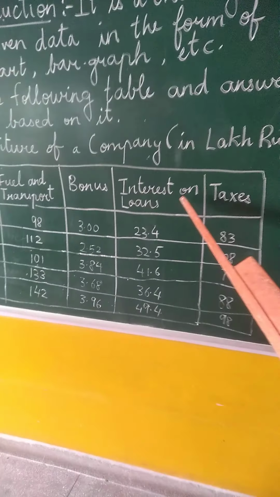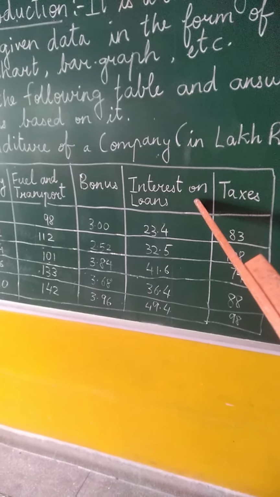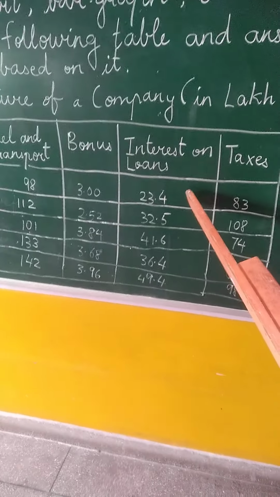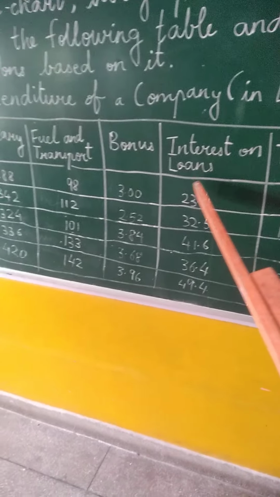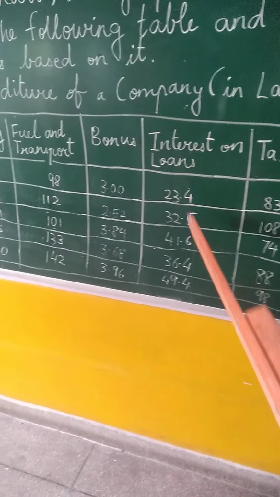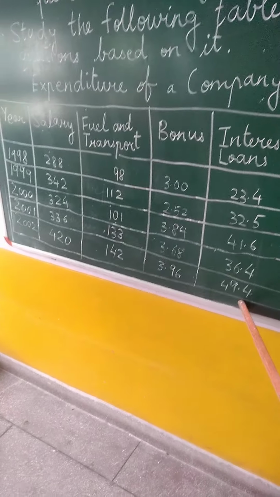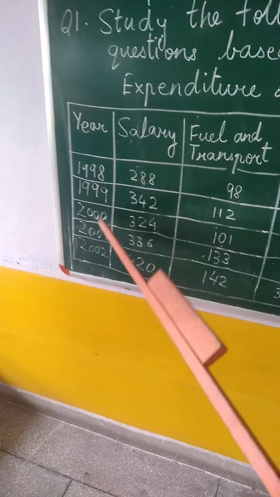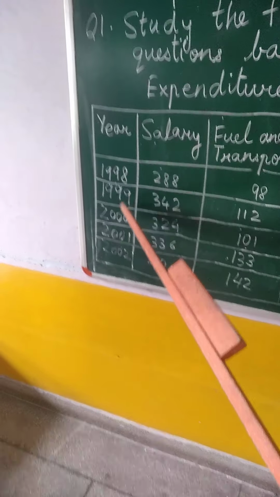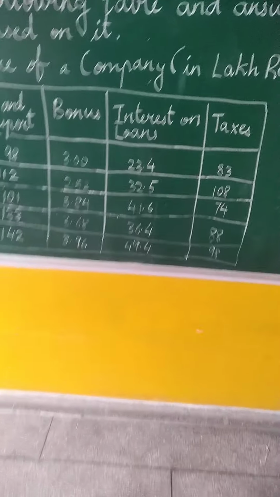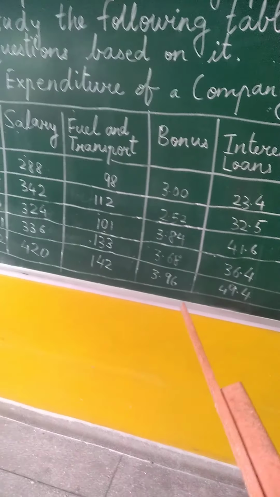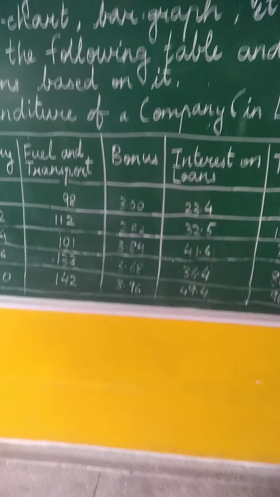So we will just move on to the head, interest on loans, and we are told to find the average amount. How to calculate the average amount? Firstly, we will sum it up. We will make the total of these interest paid items. Clear? After totaling it, we will find out it is for how many years. It is from year 1998 to 2002. That means 1, 2, 3, 4, 5. So in order to calculate the average, we will sum up the interest on loans and we will divide it by 5.